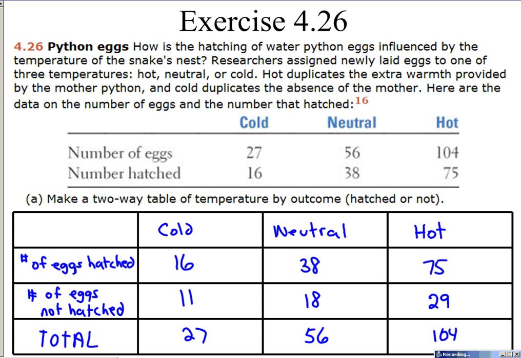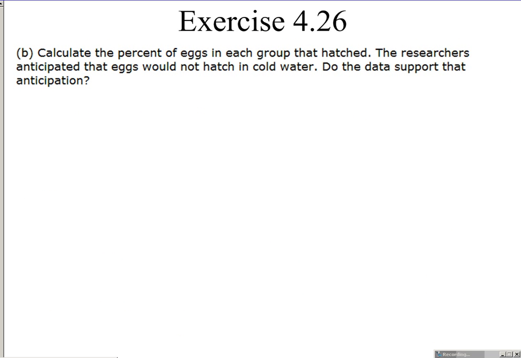Now from our two-way table, we can begin answering some questions. So looking at the next slide, calculate the percent of eggs in each group that hatched. The researchers anticipated that eggs would not hatch in cold water. Does the data support that anticipation? Well, let's start with the cold water.